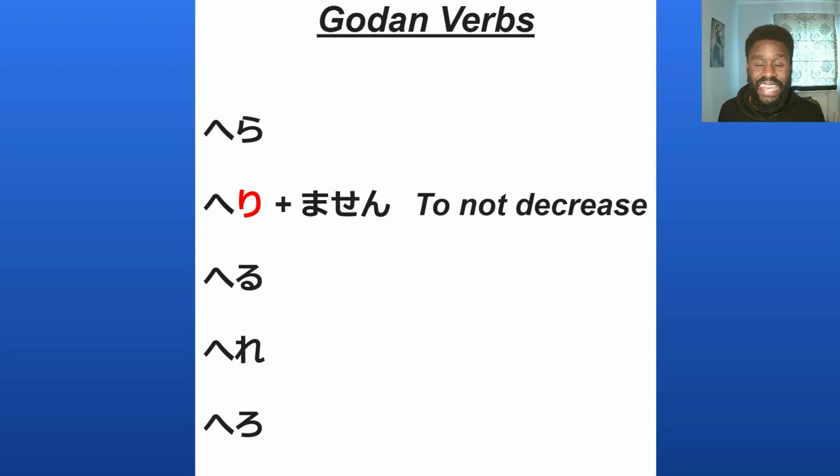The polite negative form of the verb also comes from the 2nd row of the verb. And instead of mas at the end, we add masen. This creates herimasen, to not decrease. And this is the polite negative form of the verb.